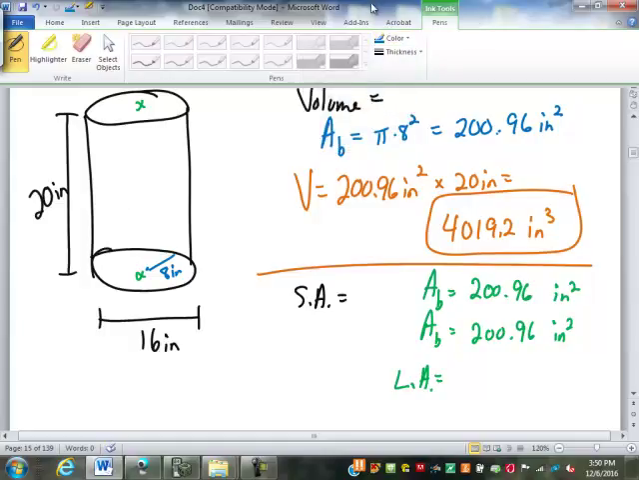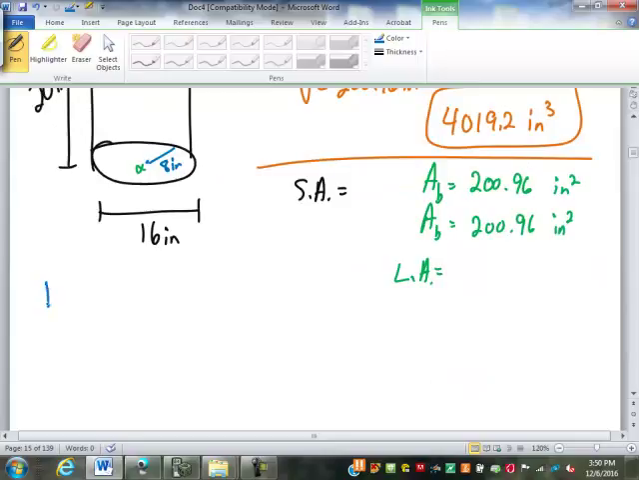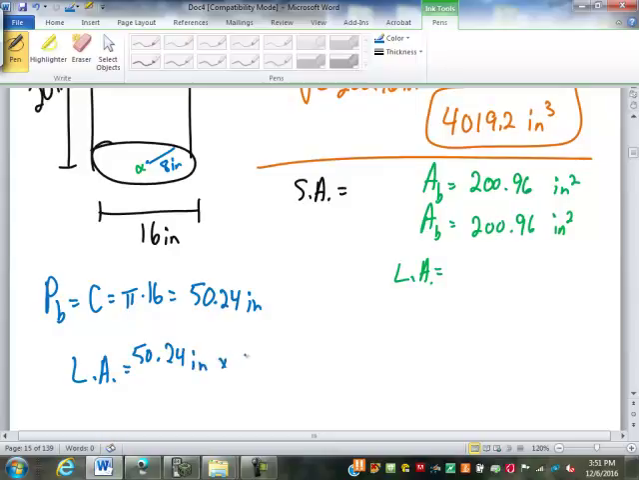We need the perimeter of our base, which is just going to be a circumference. So that's pi times the diameter, pi times 16, which would be 50.24. And the height, we don't need to calculate a slant because on a cylinder the sides go straight up, so that slant is just the same as the height. So our lateral area is 50.24 inches times 20 inches.